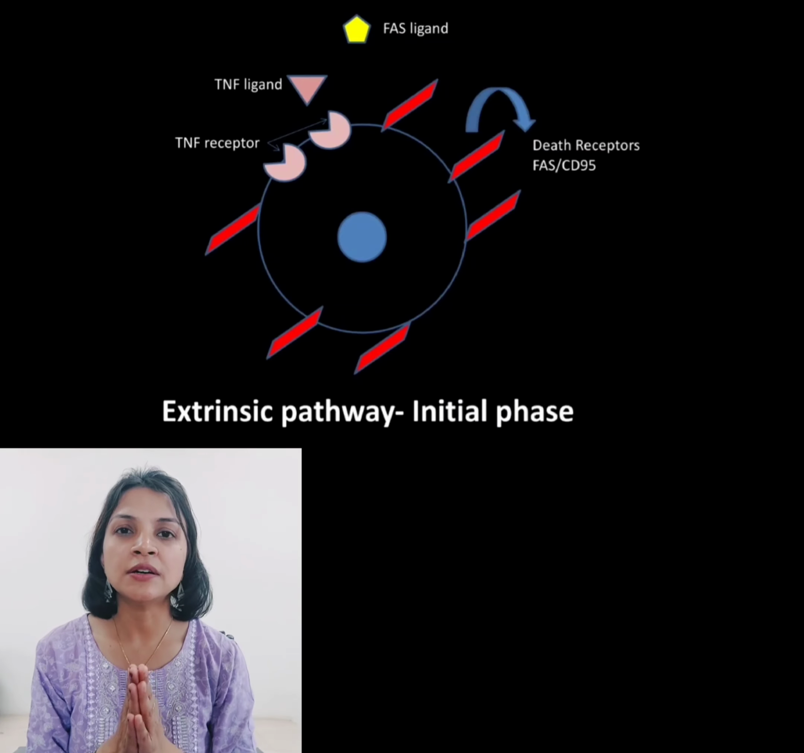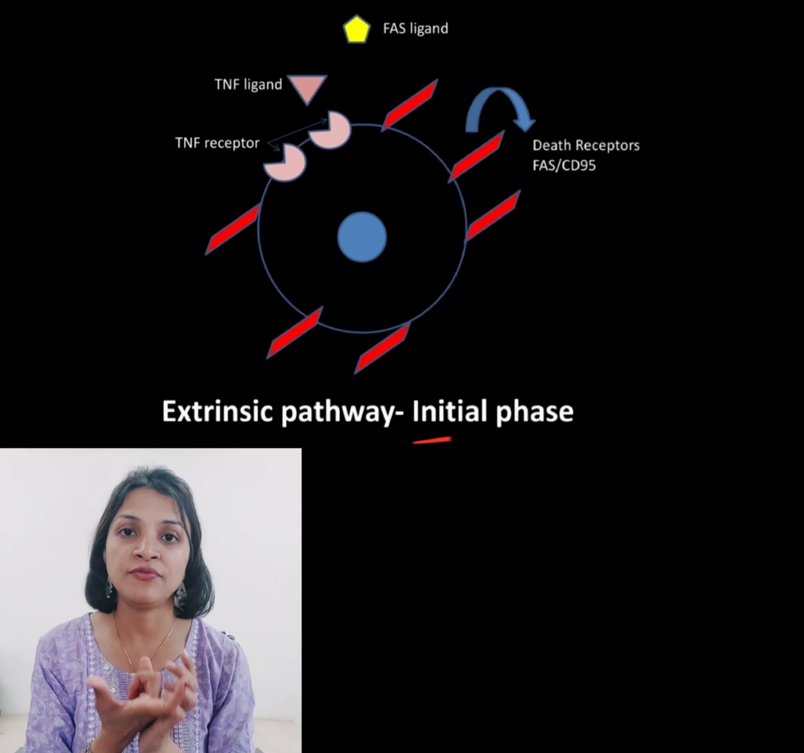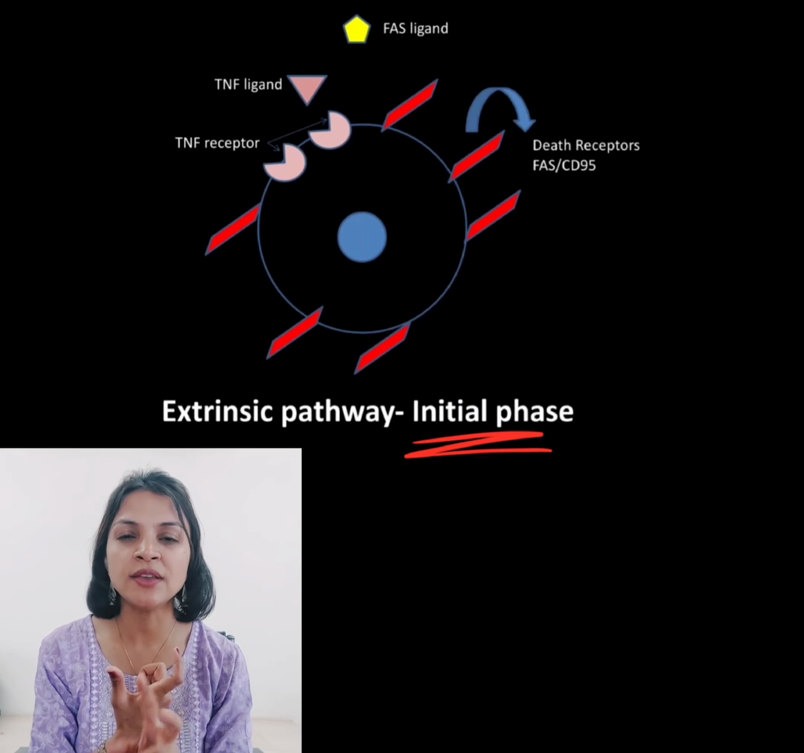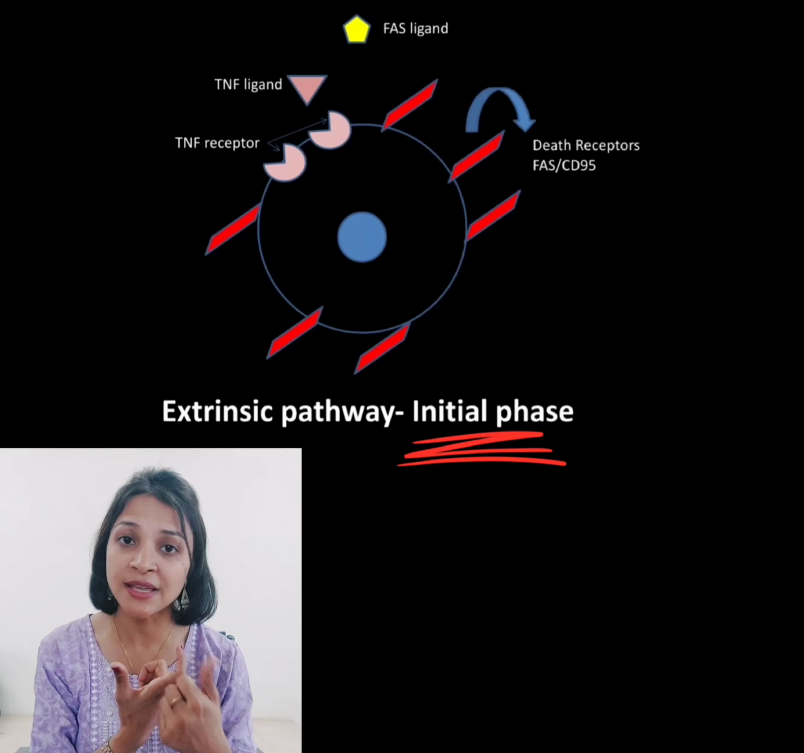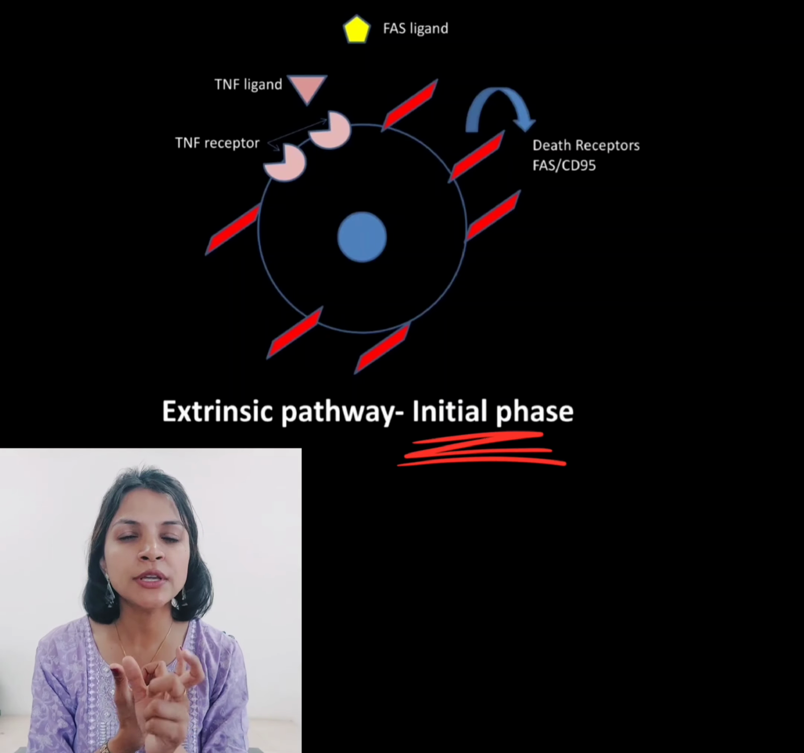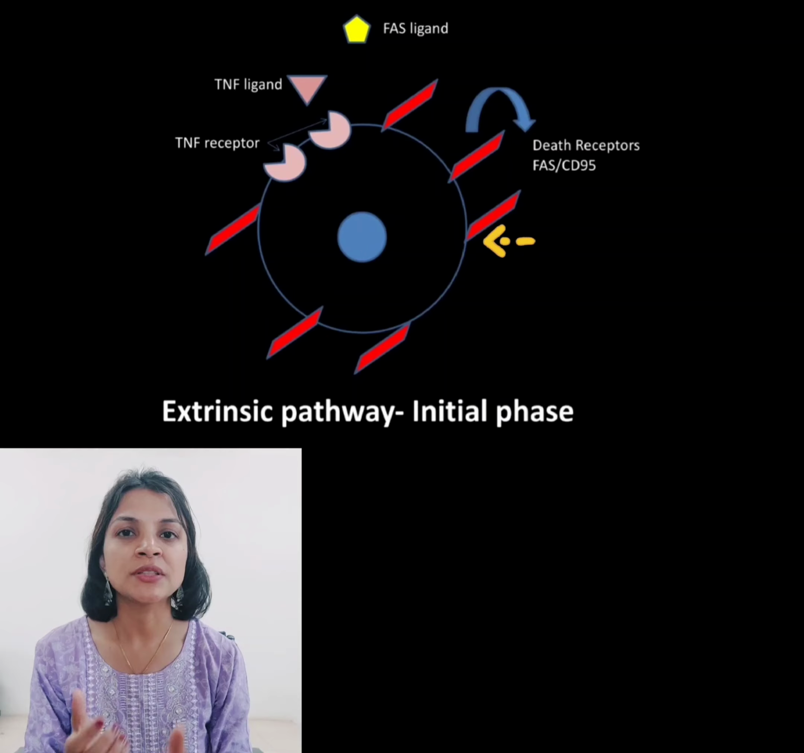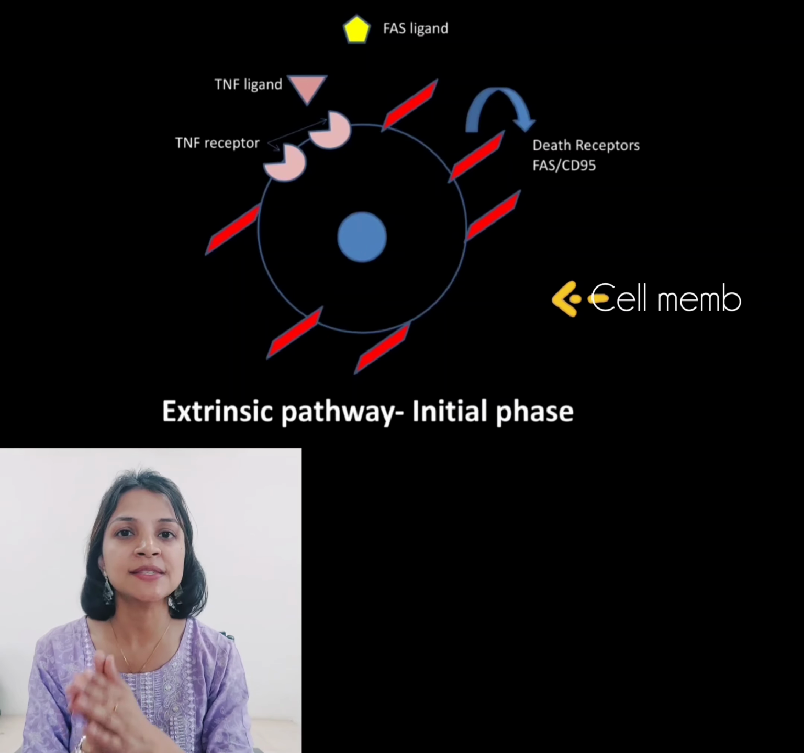In that, first we'll learn the initial phase. I told you that this extrinsic pathway has two phases, right? One is the initiation phase and the second is the execution phase. So let us talk about the initiation phase. You need to remember, here in this image you can see this is the nucleus of the cell and this is the cell membrane.